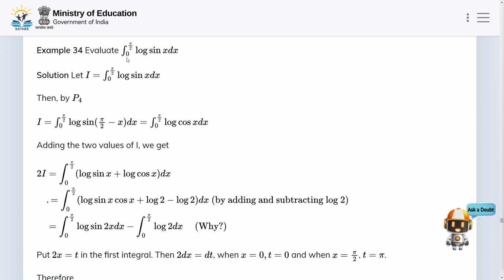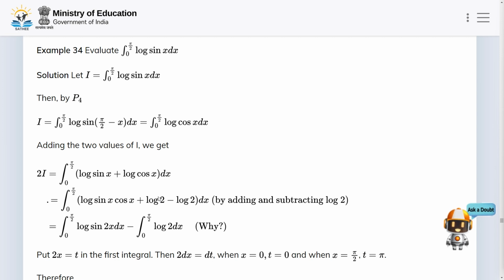Now the definite integral from 0 to pi by 2 of log sin x dx. Take I equal to the definite integral from 0 to pi by 2 of log sin x dx. Use P4: the definite integral from 0 to pi by 2 of log sin of (pi by 2 minus x) dx. This can be rewritten as the integral from 0 to pi by 2 of log cos x dx. Now add them, you will get twice of I equal to the integral from 0 to pi by 2 of log sin x plus log cos x. Using the property of log, before that we have to just add log 2 and subtract log 2.